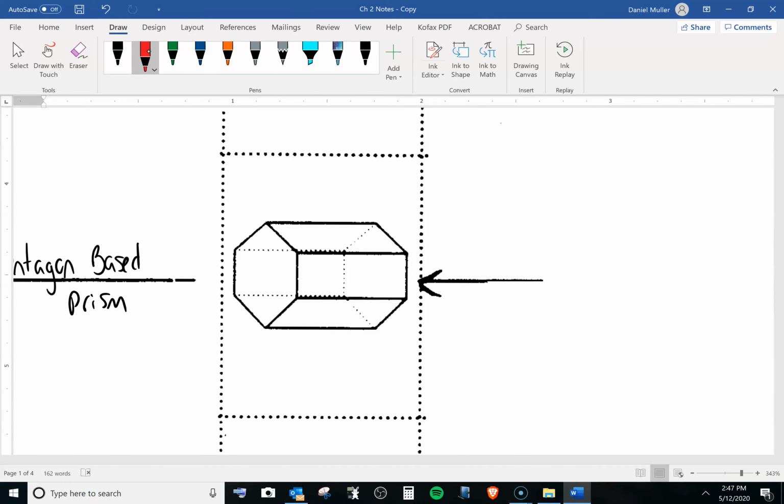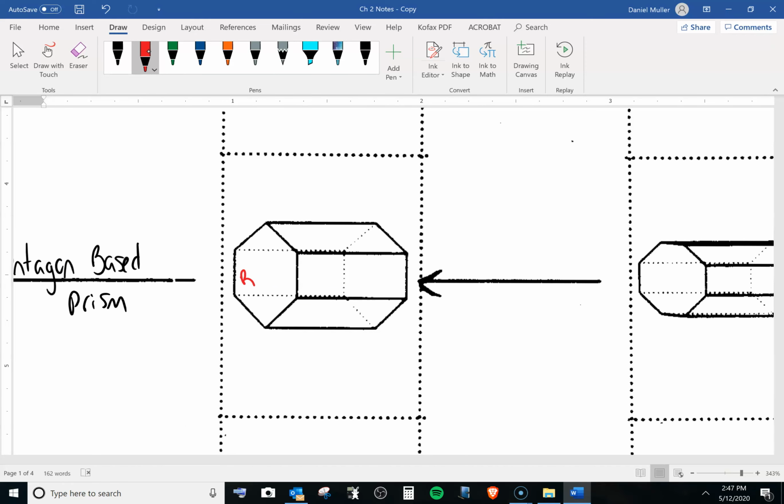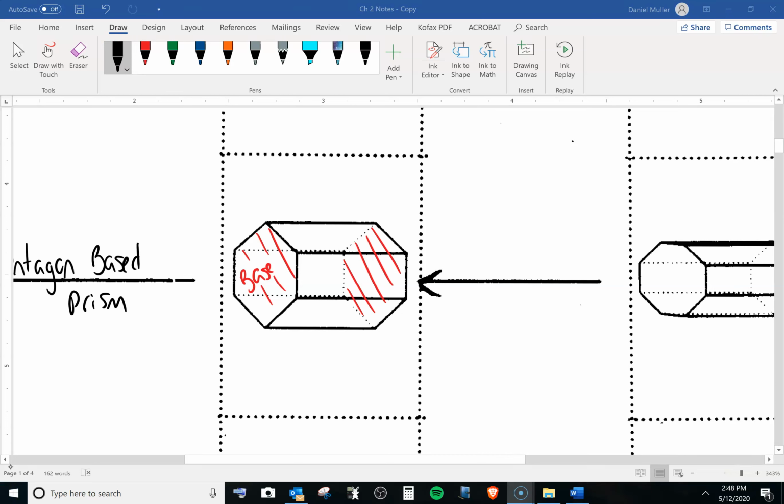This, again, we can have this as our base. And it goes up to the exact same shape on the other side. It is 1, 2, 3, 4, 5, 6. That is a hexagon based, and it doesn't come to a point, it goes to the exact same shape. So we call that a hexagon based prism.